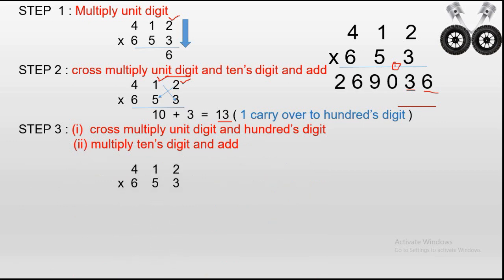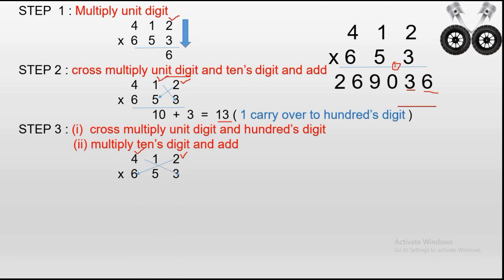And then step 3, cross multiply unit digit and 100 digit, multiply 10 digit and add. So what is step 3? We have to cross multiply the ones position and 100 position. The numbers in the ones position are 2 and 3. The numbers in the 100th position are 4 and 6. We have to cross multiply it. 2 into 6 is 12 and 4 into 3 is 12.